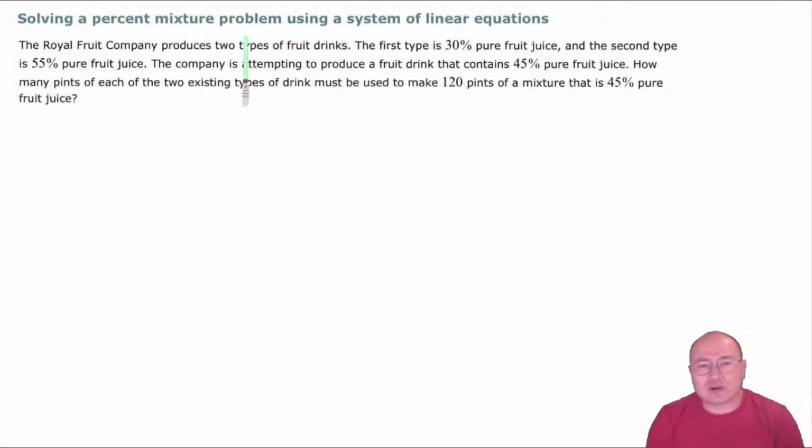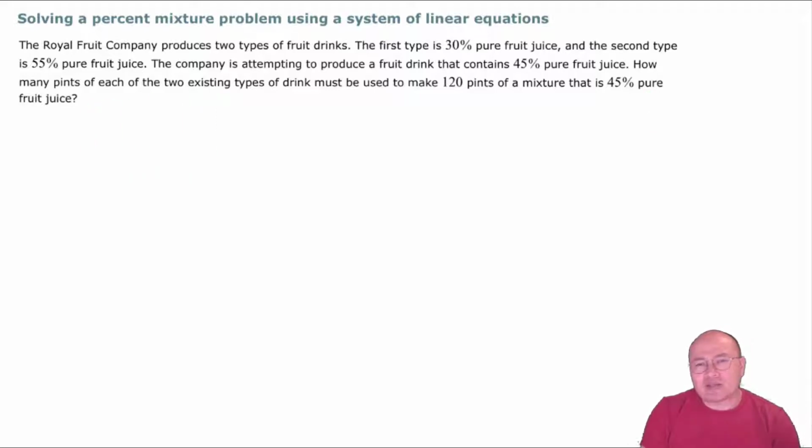Solving a percent mixture problem using a system of linear equations. The Royal Fruit Company produces two types of fruit drinks. The first type is 30% pure juice, and the second type is 55% pure juice. The company is attempting to produce a fruit drink that contains 45% pure fruit juice. How many pints of each of the two existing types of drink must be used to make 120 pints of a mixture that is 45% pure fruit juice?